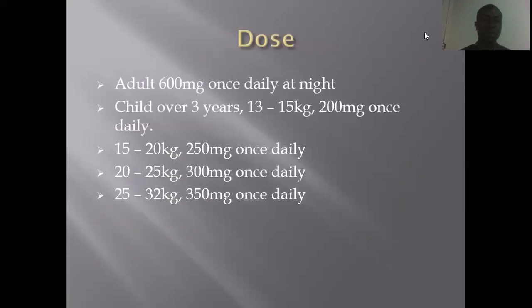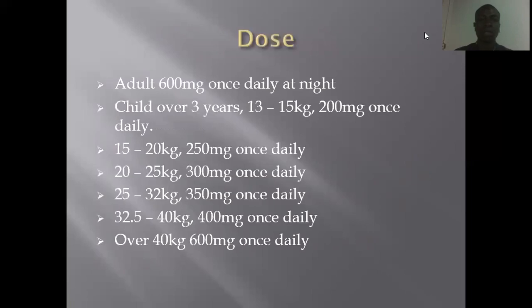Dose is 600 milligrams once daily at night. Children over 3 years: 13 to 15 kg, 200 once daily. Between 15 to 20 is 250. Between 20 to 25, 300. Between 25 to 32 is 350. Between 32 and 40 is 400 once daily. Over 40 is 600 once daily.